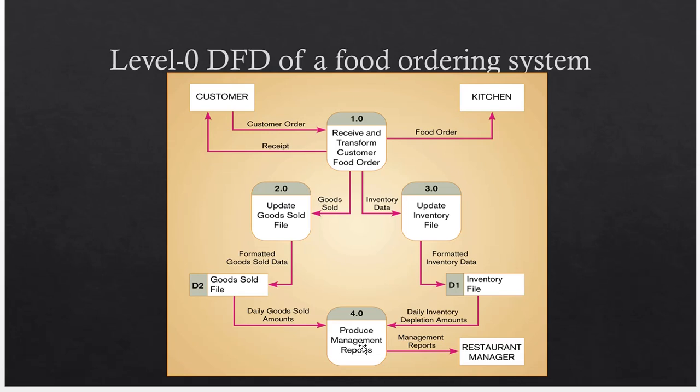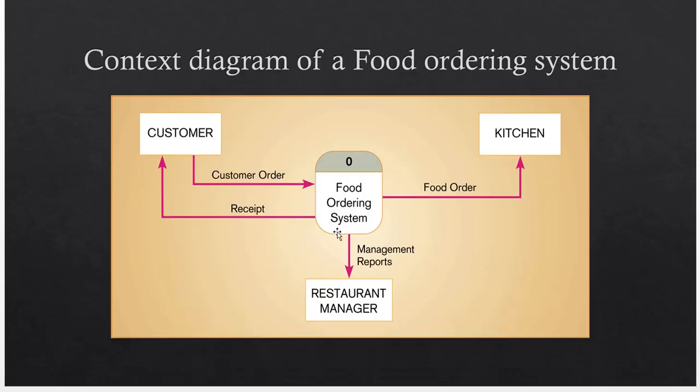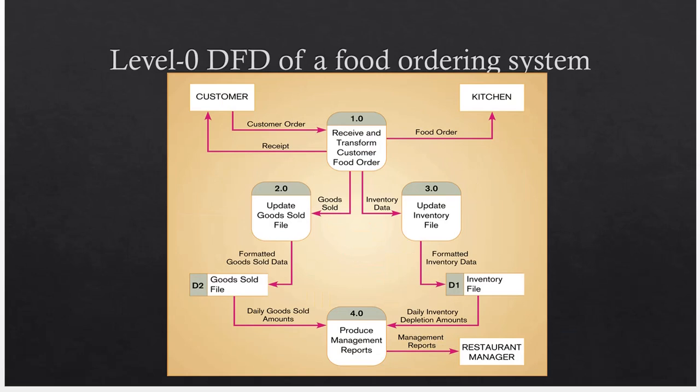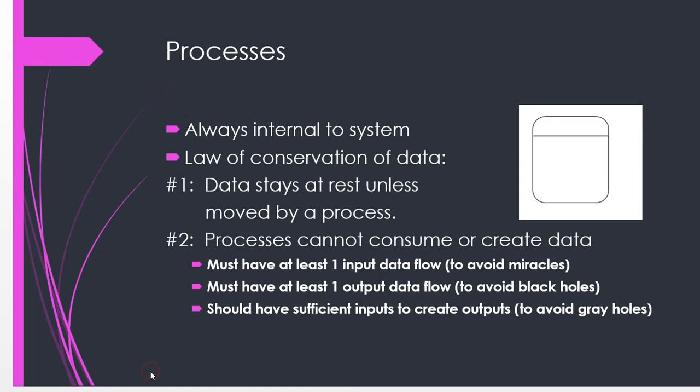So just remember that a level 0 diagram is a breakup or an expansion of the context level diagram by expanding the food ordering system part. So we are expanding the system part when we are drawing a level 0 diagram and showing the various processes that are happening within the system. So that's basically what a process is about.